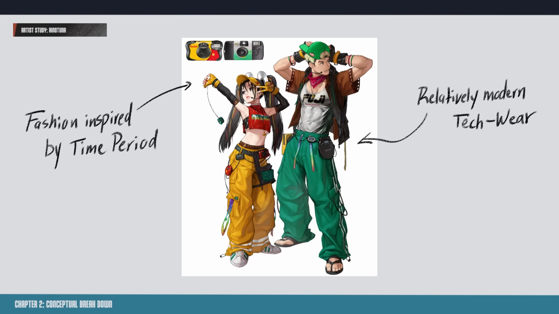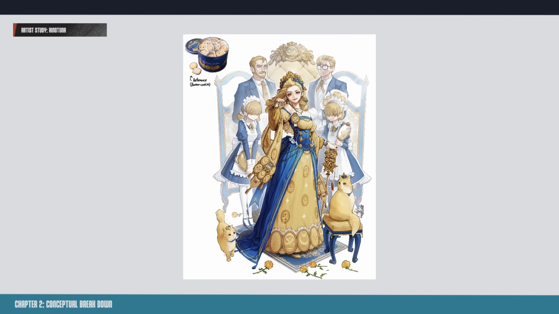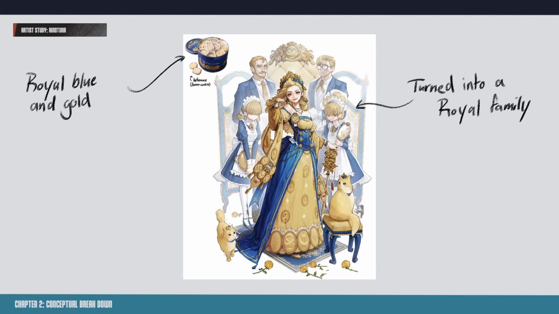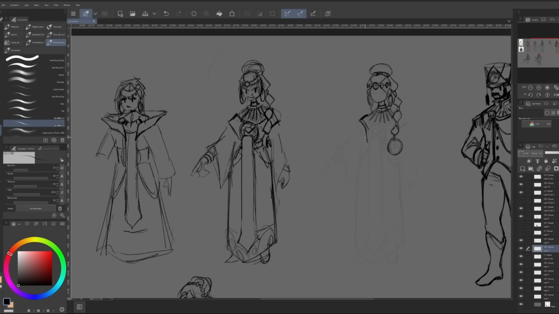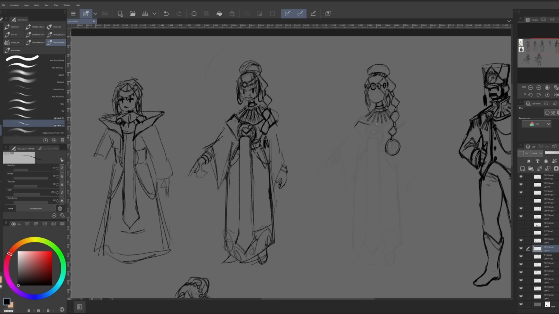He uses the time period associated with the subject to inspire the fashion style as well, like these retro devices, where the characters are wearing some tech wear. And these butter cookies, whose packaging is this royal blue and gold with some golden patterns usually associated with high class, so he turns it into a royal family. Hopefully you get the idea by now. The main point is to let your imagination go where it wants, and experiment with where that takes you.